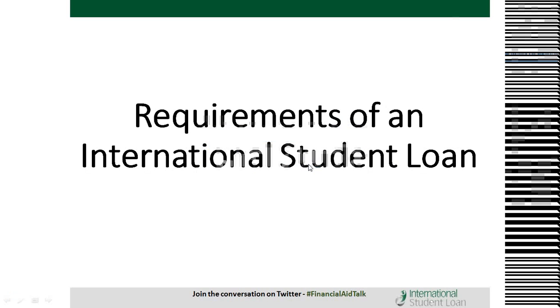Thanks, Brianna. So how do you actually apply for an international student loan? Well, after you've found a co-signer and been accepted for admittance into the college of your choice in the U.S., that's when you should be ready to apply for the international student loan.